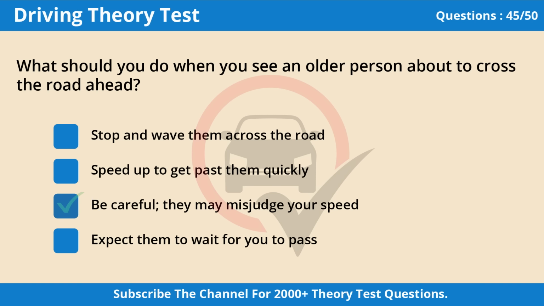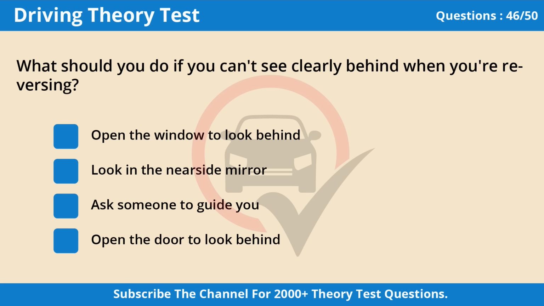C. Be careful, they may misjudge your speed. Question 46. What should you do if you can't see clearly behind when you're reversing? A. Open the window to look behind. B. Look in the near side mirror. C. Ask someone to guide you. D. Open the door to look behind.